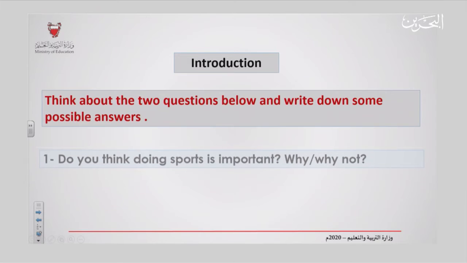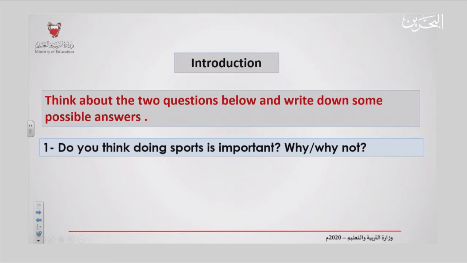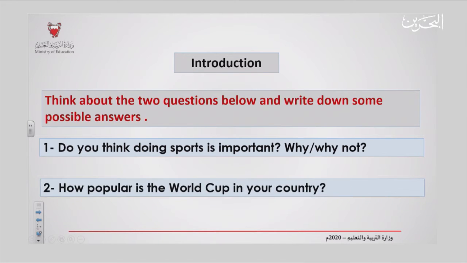So let's start with answering these two questions. Number one, do you think doing sports is important? Why or why not? Number two, how popular is the World Cup in your country? So now I will give you 2 minutes to answer these two questions in your notebook.